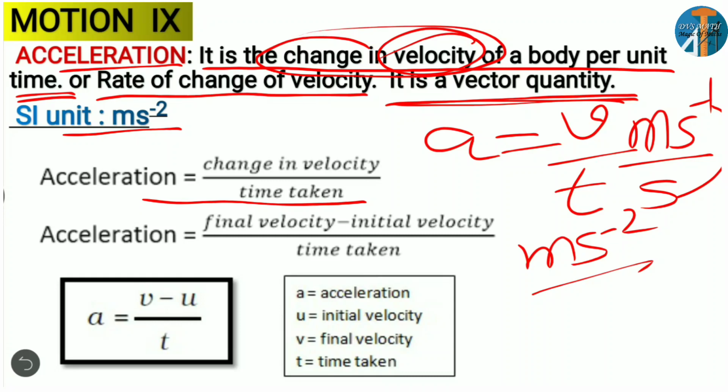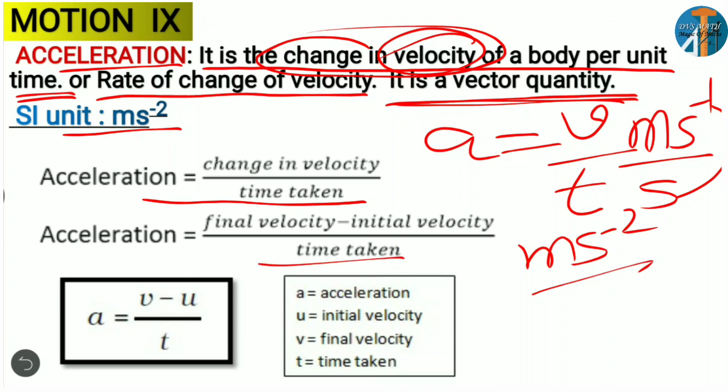So what is the formula for acceleration? Change in velocity by time taken. Change in velocity means final velocity minus initial velocity. For example, if the body is initially at rest, we take the initial velocity as 0, and if it then moves at 50 kilometers, we take 50 minus 0. So acceleration means final velocity minus initial velocity by time taken.